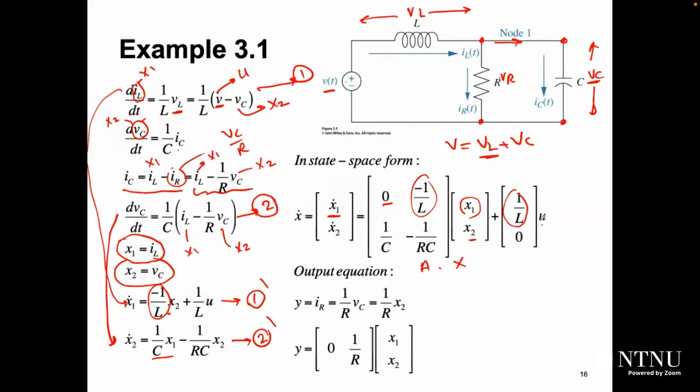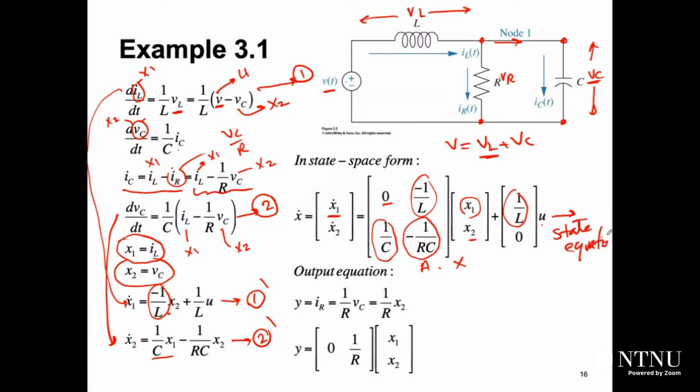We will go to the second equation. X2 dot equal 1 divided by C multiplied by x1, minus 1 divided by RC multiplied by x2, plus 0. So this one will be my state equation.